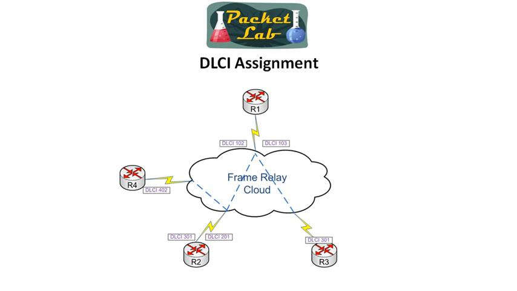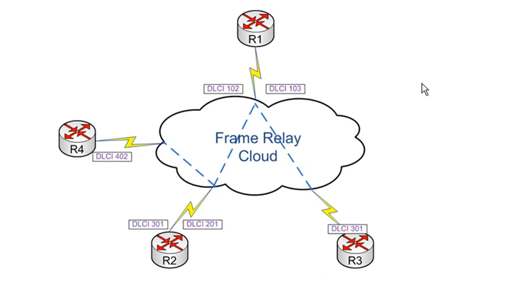This slide shows how the locally significant aspect of the DLCI comes into play. In the previous slide we just had the 3 routers, and now we have a 4th router. Again, we have 2 DLCIs assigned to this serial interface on R2. We have a connection going back to R1, which is going to use DLCI 201, and one going to the new router, router 4, for which we're going to use DLCI 301.